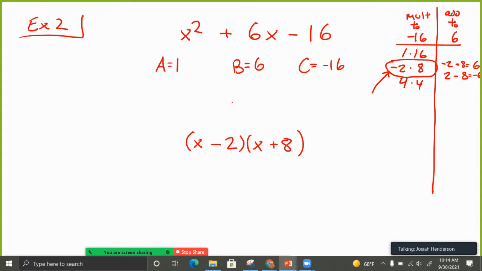Instead of working backwards, let's just double check this. Let's multiply these out like we learned to do earlier and see, does that equal what we started with, the whole polynomial? X times x, x squared, x times 8, plus 8x, negative 2x, negative 16. Looks good.